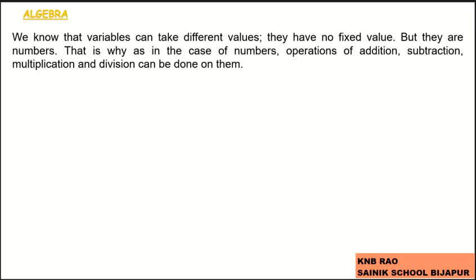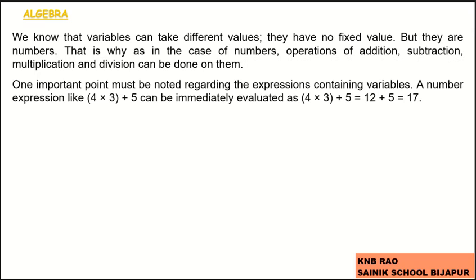Let me take one example and explain to you. See, the important point that we must note regarding the expressions containing variables and not containing variables, I am going to explain. That is the arithmetical expression and algebraic expression difference. A number expression like 4 into 3 plus 5 can be immediately evaluated. You can find immediately the value of 4 into 3 plus 5, which means an arithmetical expression can be simplified immediately.